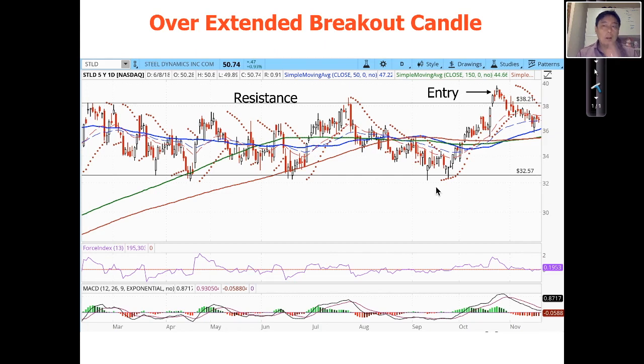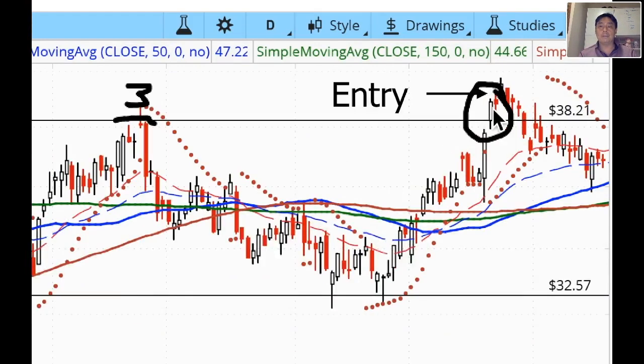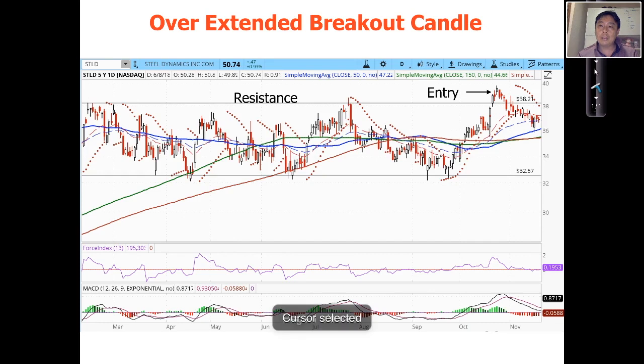Now, here's an example of a breakout that was really overextended. That's something that I really would not take. So I want to show you an example of what I mean by being overextended. So again, you can see it's a range, all right? And you can see it's making same highs, same highs, same highs, right? Test 1, test 2, test 3, and boom, it breaks out over here.